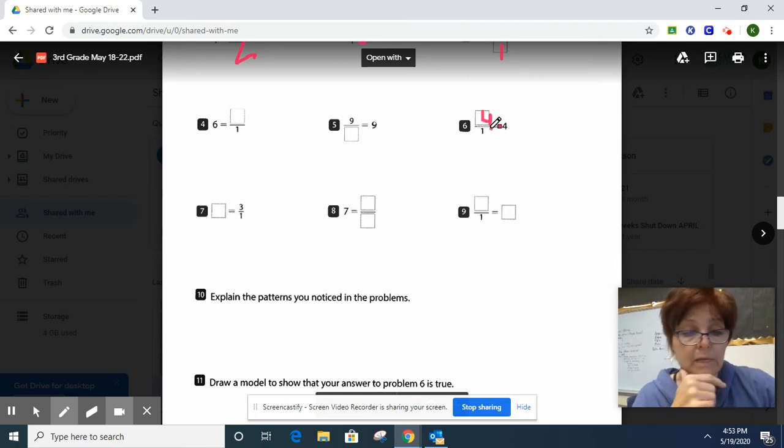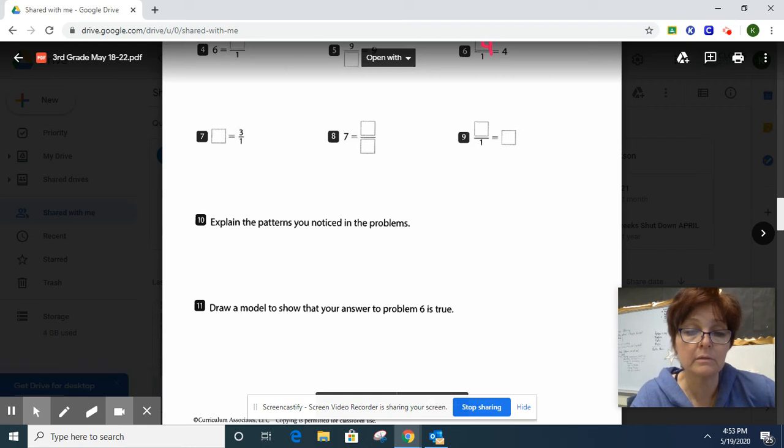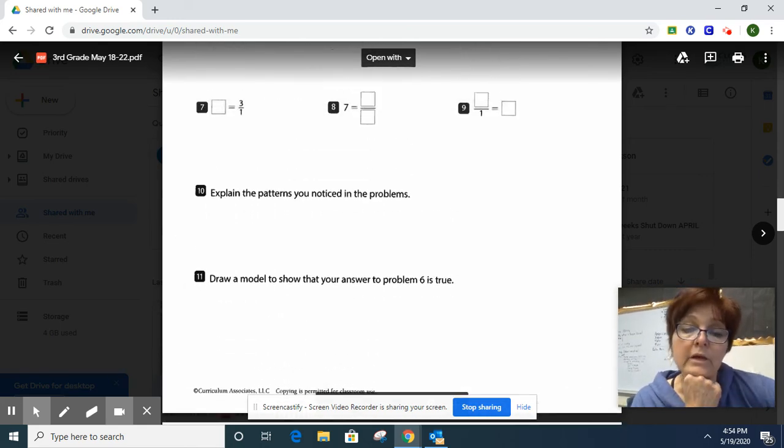Draw a model to show that your answer to problem 6 is true. And I don't understand what kind of model we would do. I don't understand that one either myself, so I'm going to try to think about it for a minute so that I could help you.